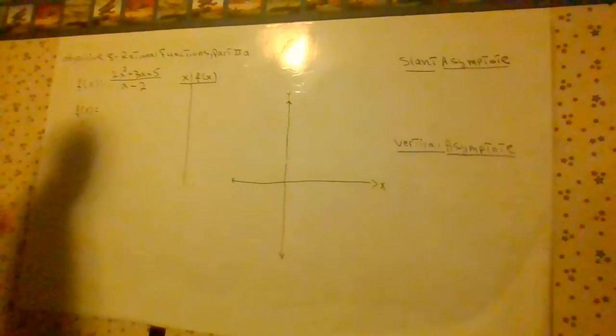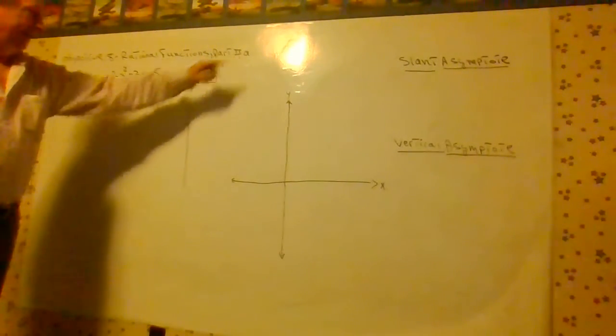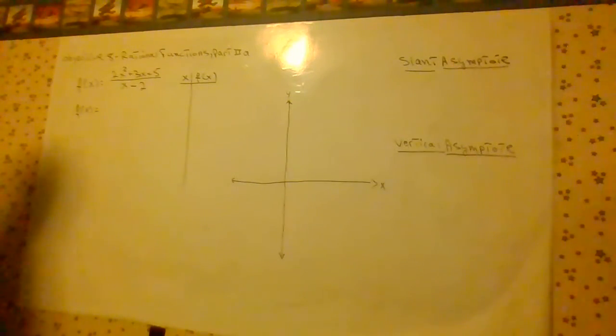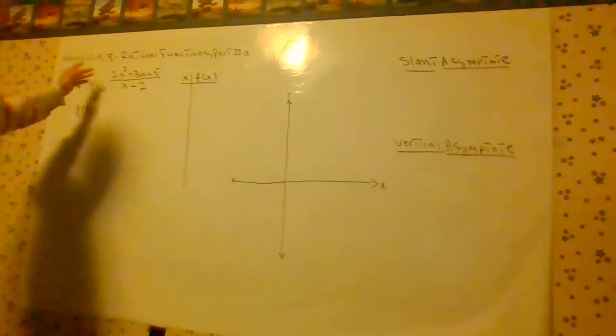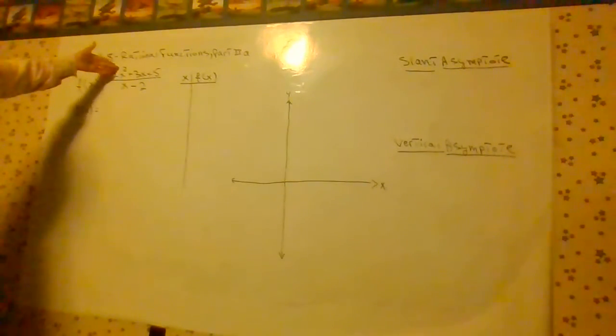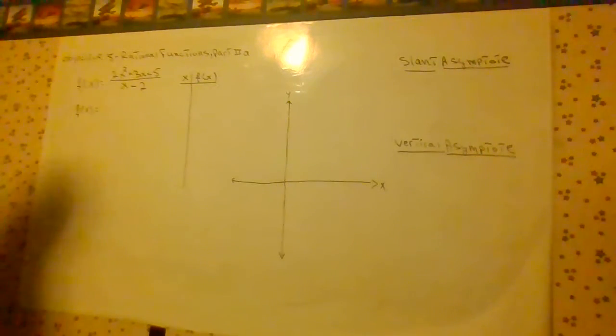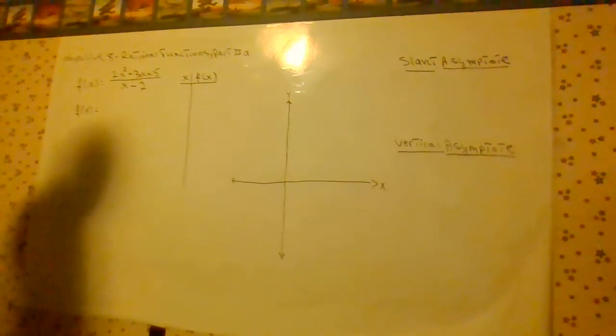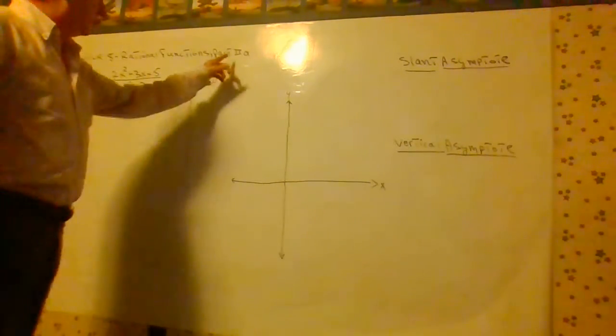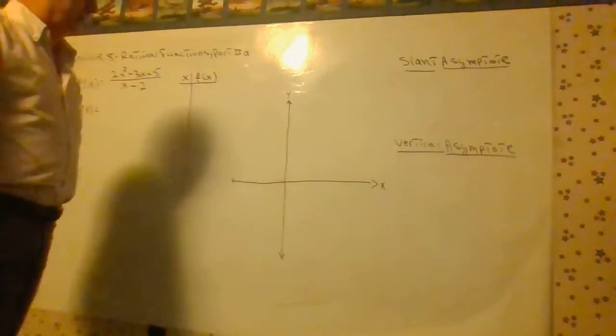Objective 8, Rational Functions, Part 2A. We had Part 1A and B, that was rational functions of a specific type. And now we're going to consider a rational function where we have a quadratic over a linear function. We handle it a bit differently, although some of the concepts carry through. So we'll have A and B. We'll have two different parts.